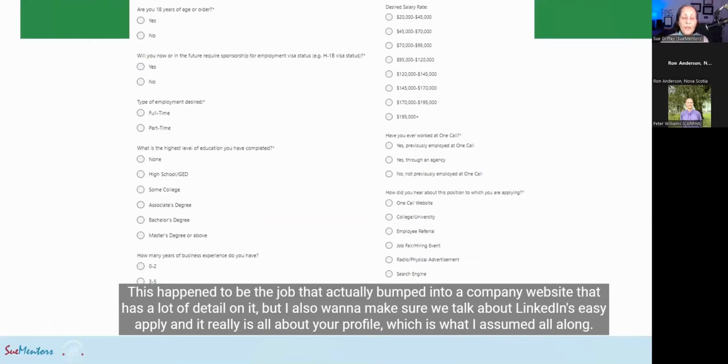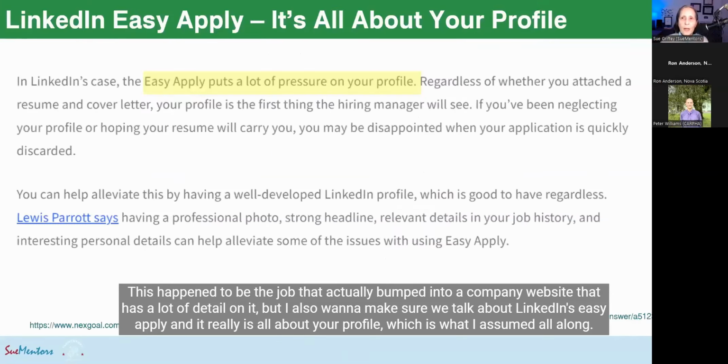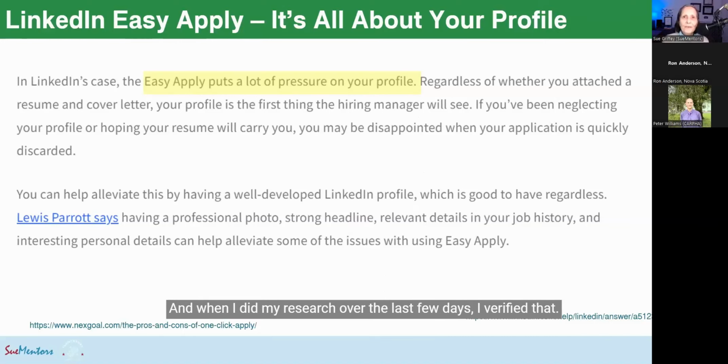This happened to be the job that actually bumped into a company website that has a lot of detail on it. But I also want to make sure we talk about LinkedIn's Easy Apply. And it really is all about your profile, which is what I assumed all along. And when I did my research over the last few days, I verified that. And this person who wrote about this said, Easy Apply puts a lot of pressure on your profile. Of course, think about it.